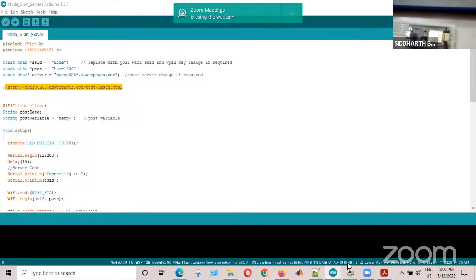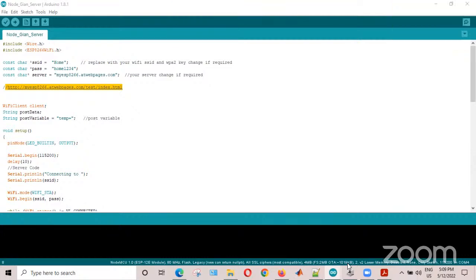Yeah, you're audible. Okay, so I have one more Node MCU with me. I have written the same program in this Node MCU, and as soon as I connect it to power, it will start generating the random data for humidity and temperature, and it is going to log into its web page. So just give me a second.